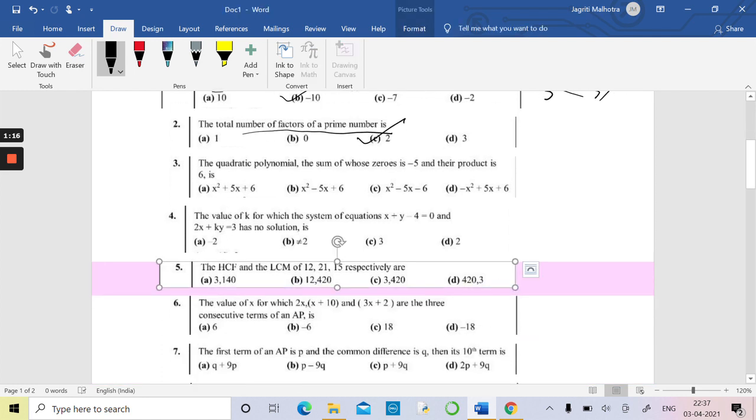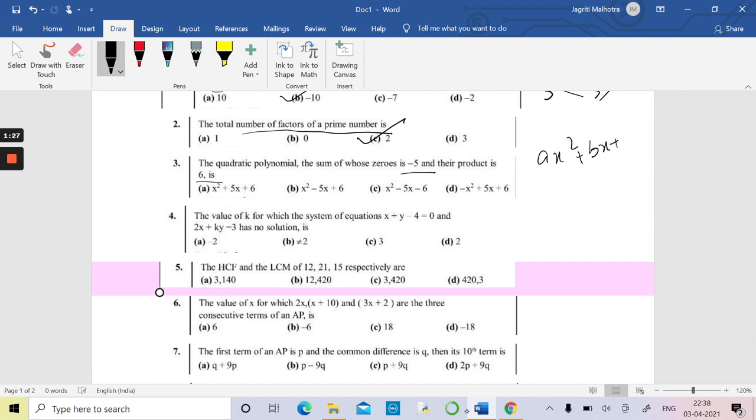Next, the quadratic polynomial, the sum of whose zeros is minus 5 and the product is 6. What do we call an equation? Ax square plus bx plus c, where this is the sum and this is the product. Basically we are taking a here as 1. We have been given the sum of zeros is minus 5 and the product is 6. That means x square, and here c is the product, that is plus 6, and the sum of zeros is minus 5, so there comes a minus 5 sign. That means this is correct.